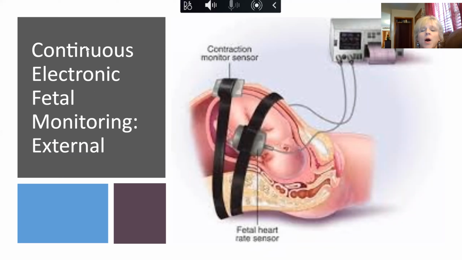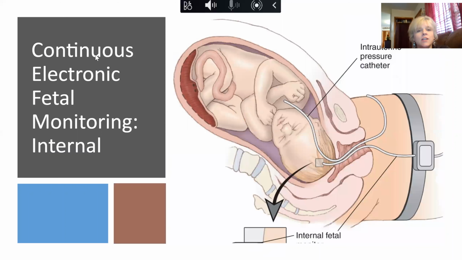A tocodynamometer is placed on the mother's abdomen, and you place that on the area of the strongest contraction, where you feel it the strongest, and then an ultrasound transducer picks up the fetal heart rate. Then internal fetal monitoring means that an intrauterine pressure catheter is inserted into the uterus to monitor contractions, and then a fetal scalp electrode is also inserted through the cervical opening and is placed on the fetus's scalp.